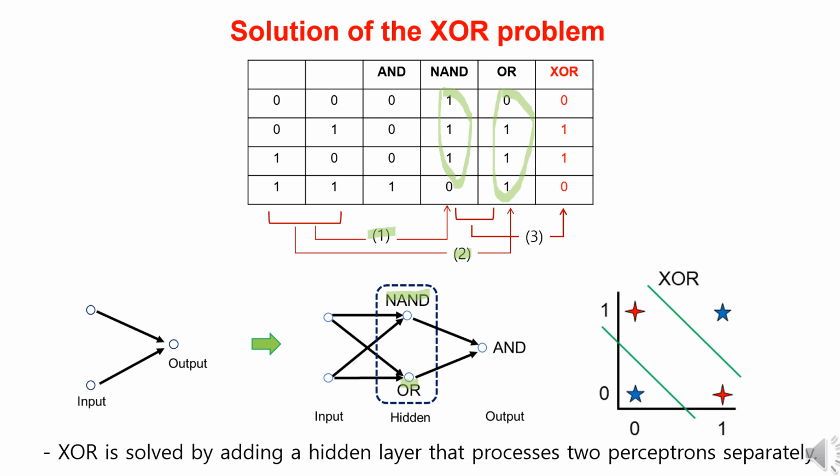In the second step, we take the results of the NAND and OR operations and use them as inputs for an AND operation. The AND operation outputs 1 only when both inputs are 1. By setting up these operations in separate layers, each with its own perceptrons, we can solve the XOR problem. These layers are called hidden layers. This approach shows why introducing a multi-layer network structure is necessary to overcome the limitations of a single perceptron.